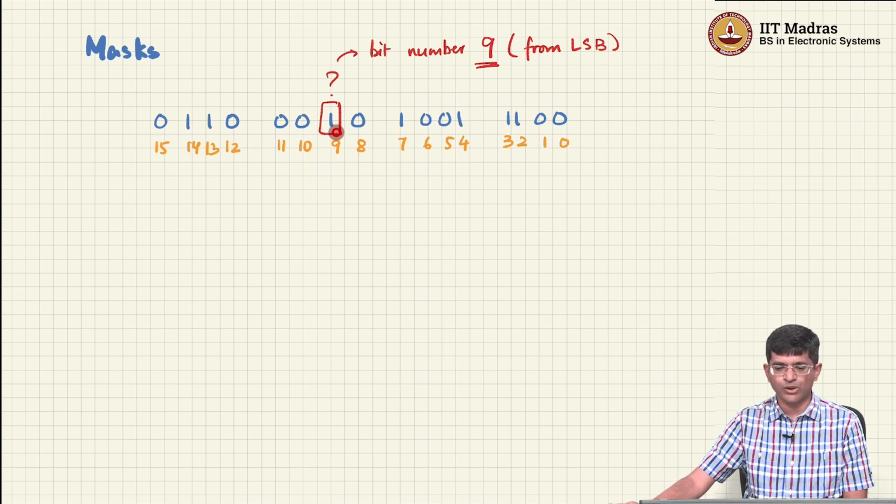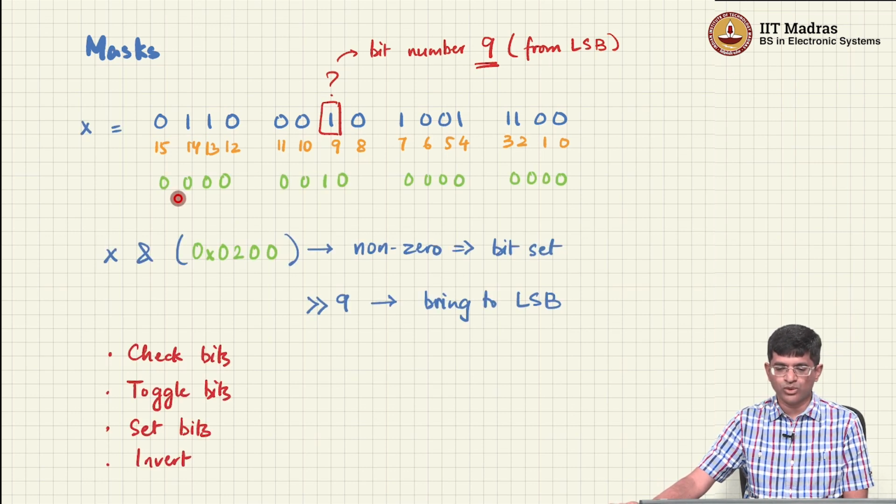So, I need some way to isolate this bit alone and then check the resulting value. In order to isolate that, we create something called a bit mask. These green numbers essentially have zeros everywhere except at the place that I am interested in. So, this is called a bit mask. I take that bit mask and write it in hexadecimal simply for convenience.